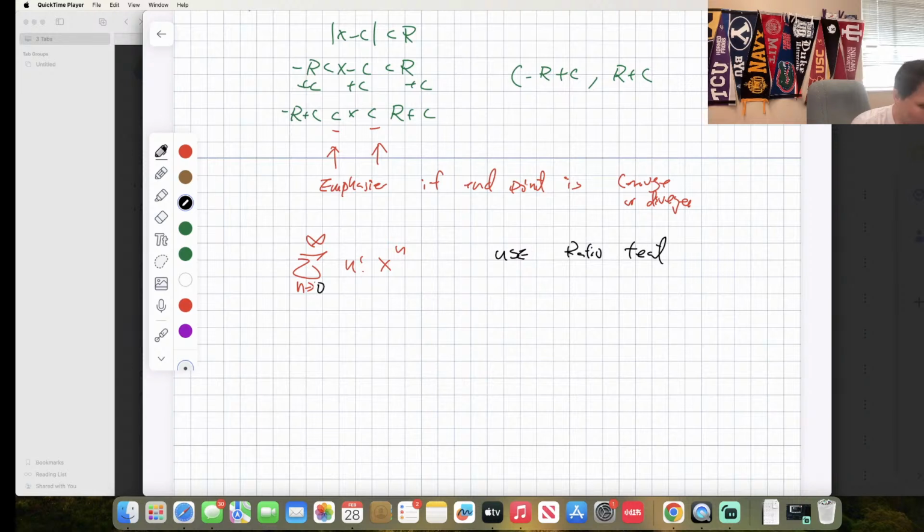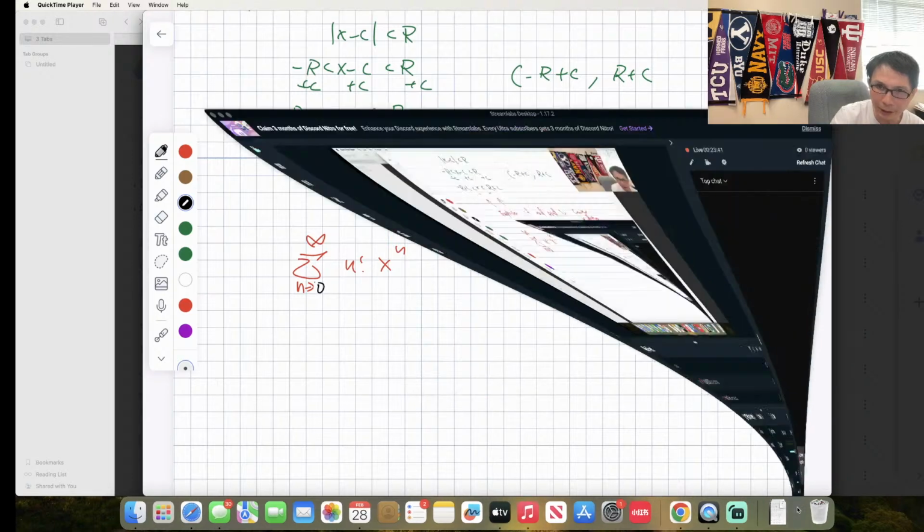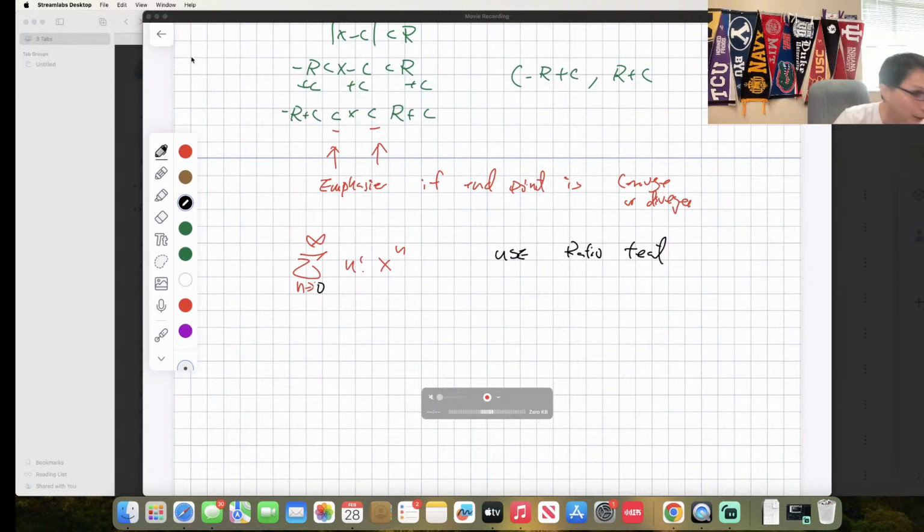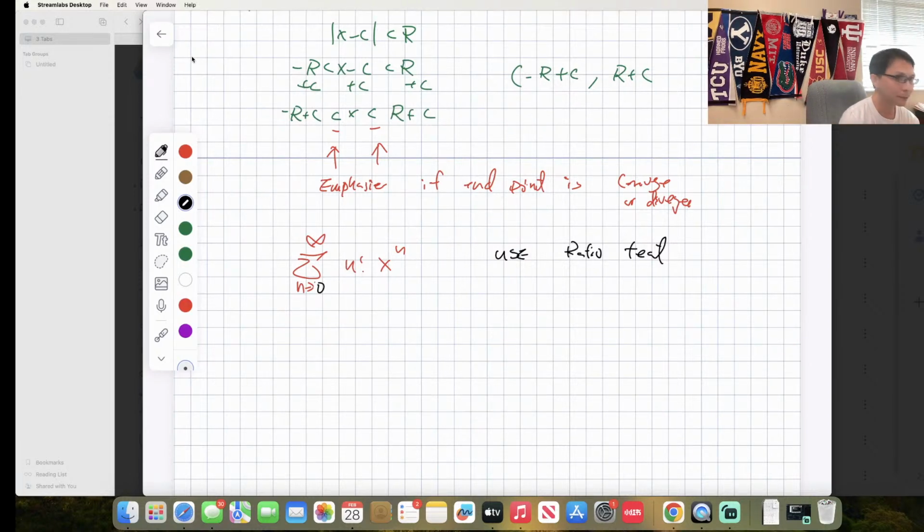So I want you to use the ratio test on this part. You can simplify it, and then I'll teach you how to do the end part. Just simplify and see what result you get. Then I'll do the end part for you. You do the beginning part. Okay, just practice some ratio tests.